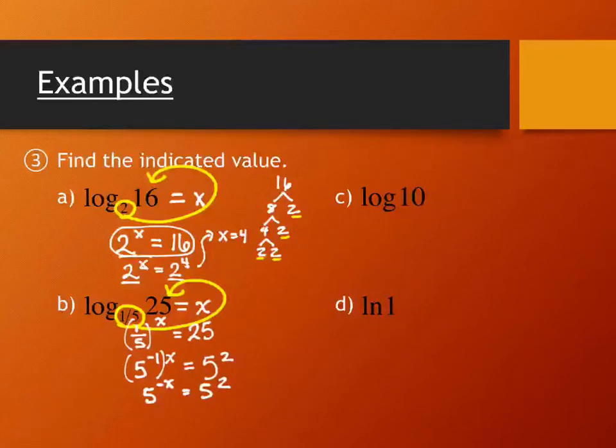Is everybody okay with that step? And then just like you mentioned, Maxwell, those exponents would have to be equal. So I have negative x equals 2. And if I divide by negative 1, then x is negative 2. You're going to have to show me some work if you're doing it on a quiz or a test.